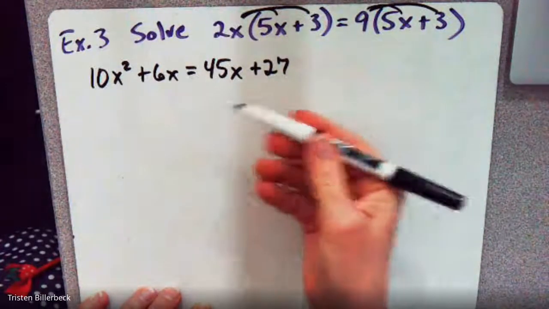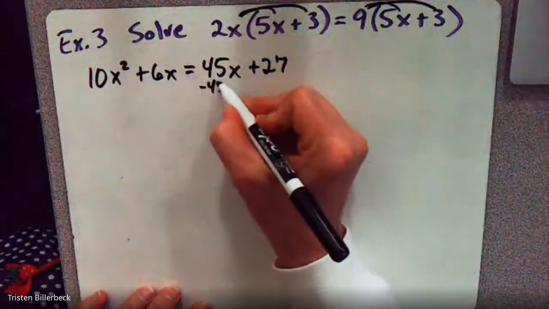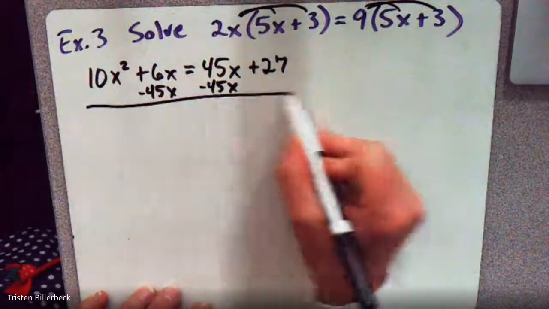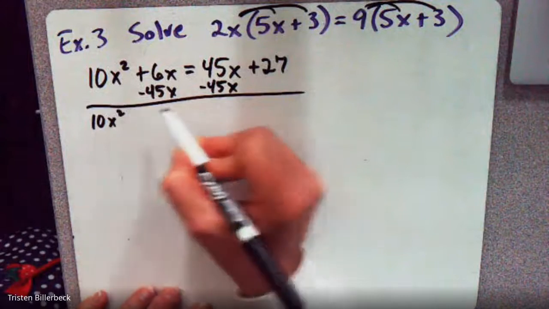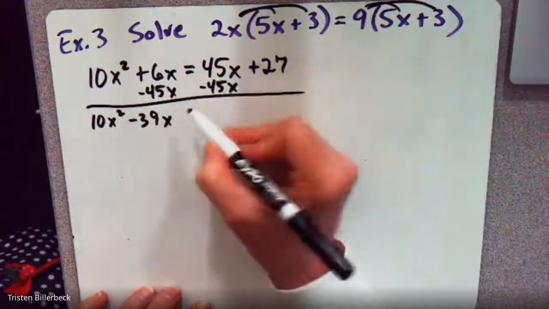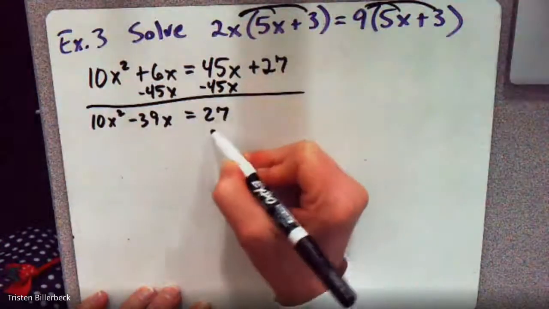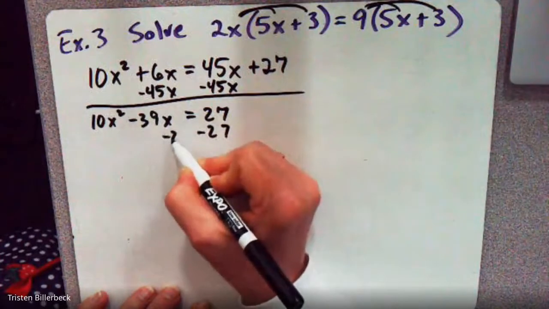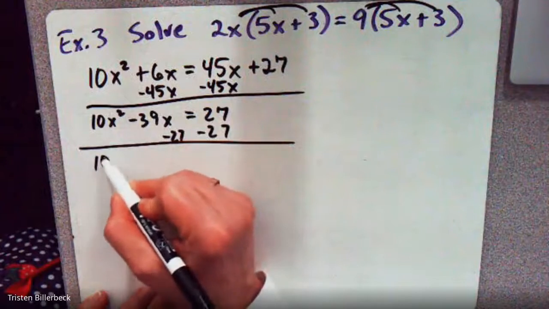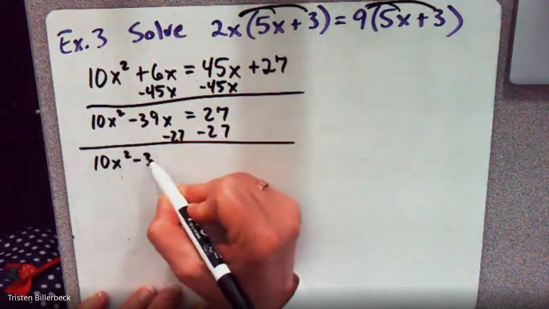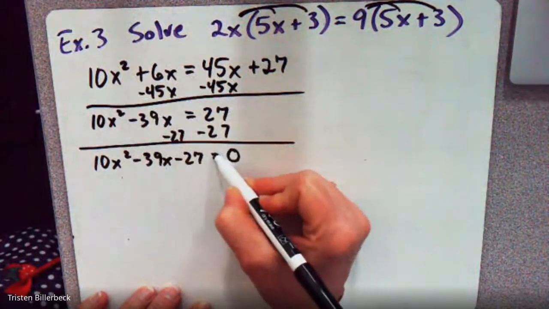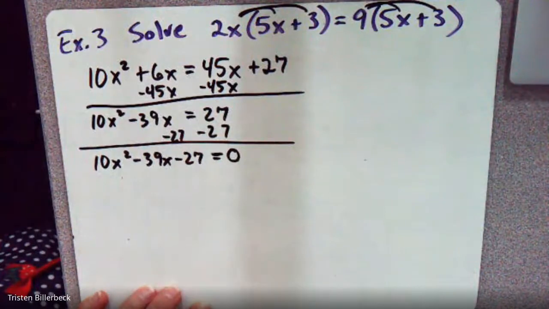So now we move everything over here. So negative 45x is our additive inverse there. So we have 10x squared. When we subtract that, we get negative 39x equals 27. Now we're going to move this 27 to the other side. And we get 10x squared minus 39x minus 27 equals 0. Once we've got it equaling 0, we can use the diamond box.